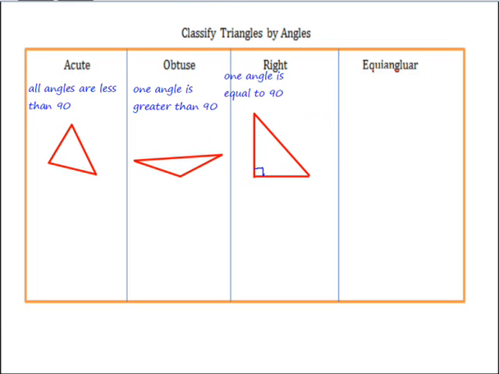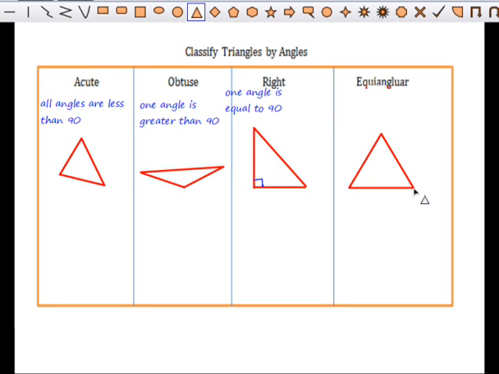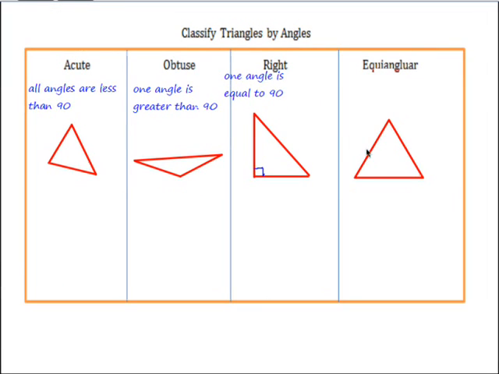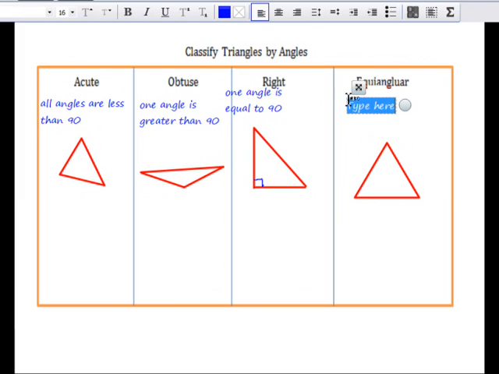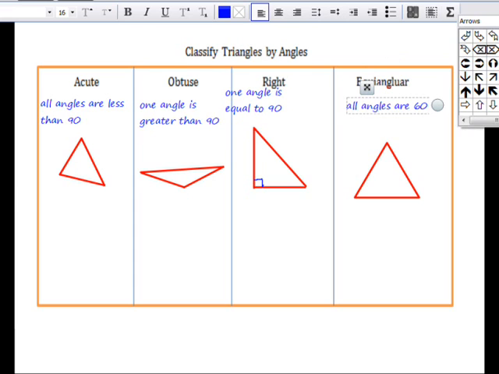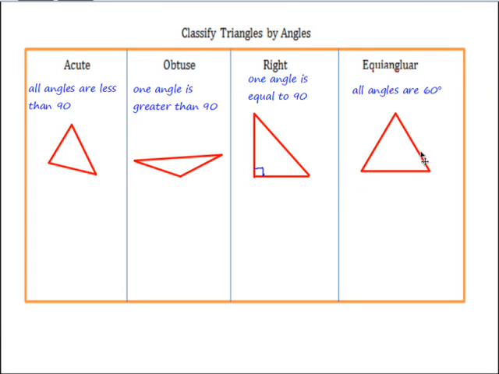And then an equiangular triangle. An equiangular triangle is a triangle where all the angles, there's my picture of it, all angles are 60 degrees. Okay? So all angles are 60 degrees, and that's that one right there. Let's go ahead and mark those angles congruent, because if they're all 60, they're all congruent, so we can mark those. All right?